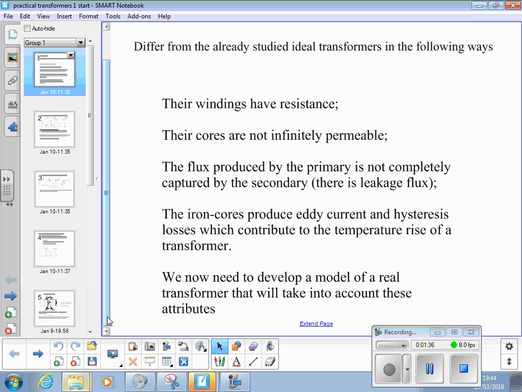So what we need to do is develop a model of a real transformer that will take into account these loss attributes, the losses that are experienced by a real transformer. That's what we're going to look at.